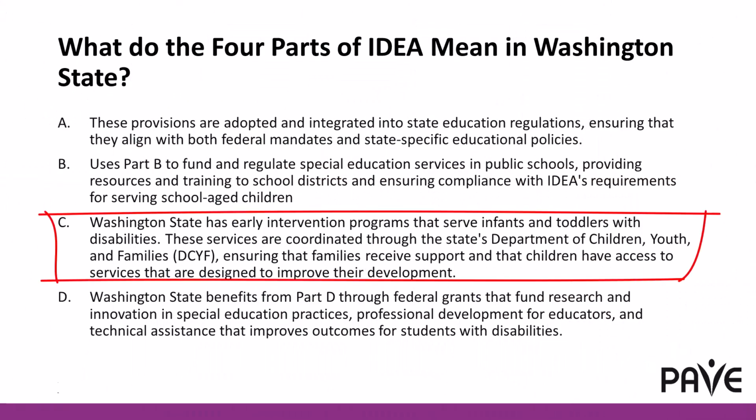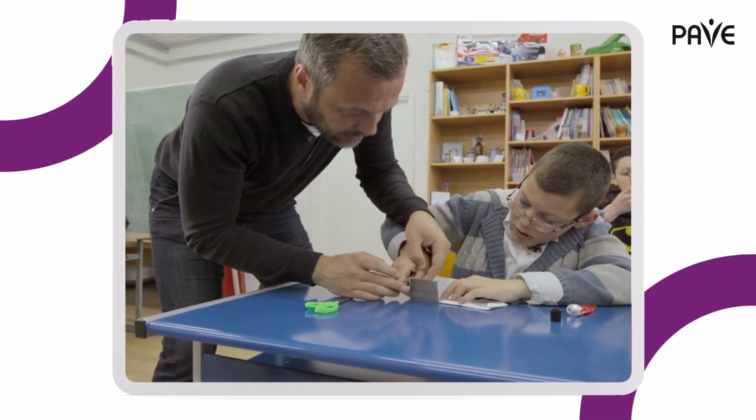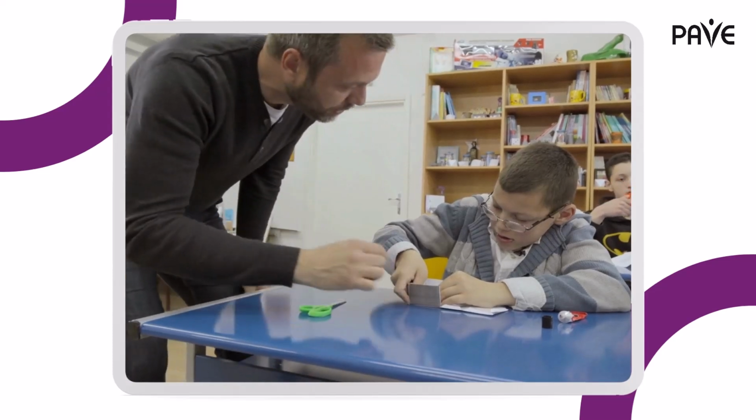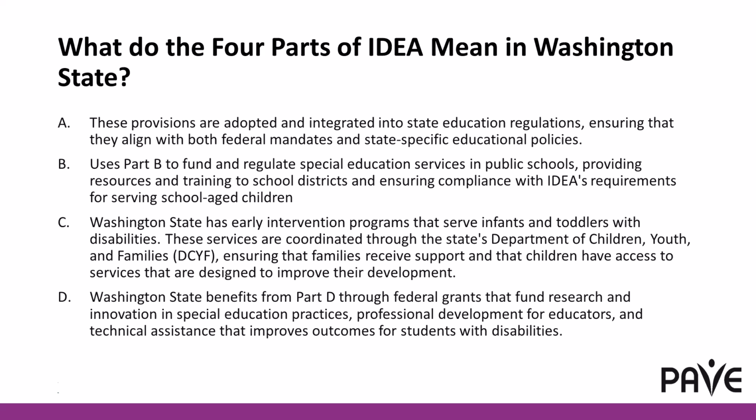For Part C, this part provides guidelines for early intervention services for children from birth to age 3. Washington State has early intervention programs that serve infants and toddlers with disabilities, and these services are coordinated through the state's Department of Children, Youth, and Families, which ensures that these families receive support and that children have access to services that are designed to improve their development.